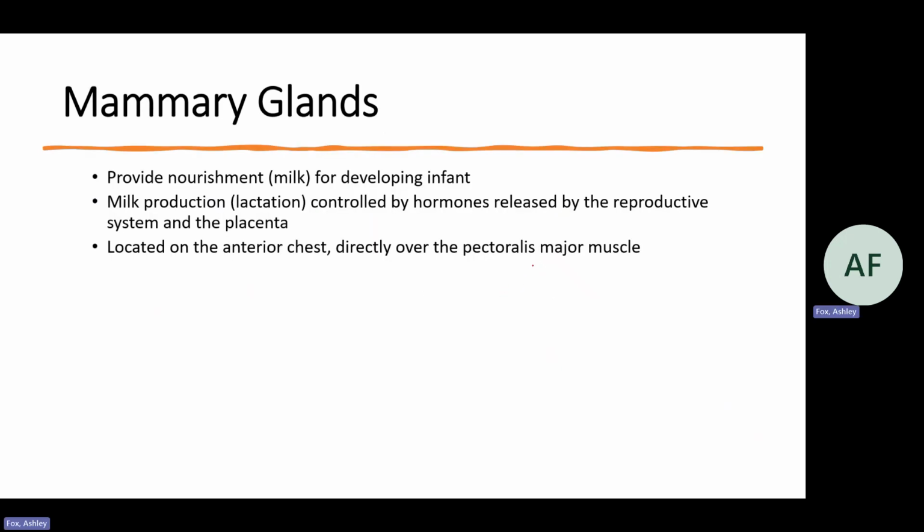The mammary glands are going to be for nourishment, or milk production, what we call lactation. We talked about the hormones like oxytocin and prolactin that are going to control milk production. They can be released not only by the pituitary, but their release can also be increased because of the reproductive system, and the placenta can cause increased release of it. The mammary glands are on the anterior chest, over the pectoralis major muscle.